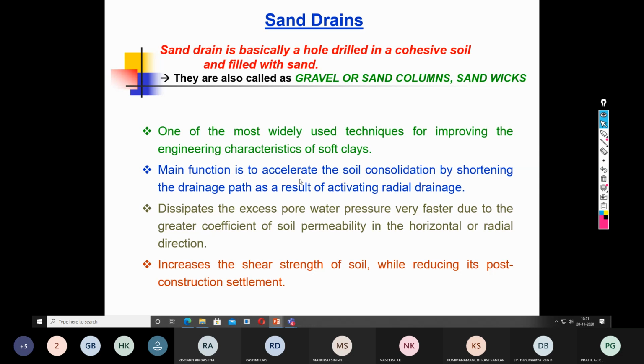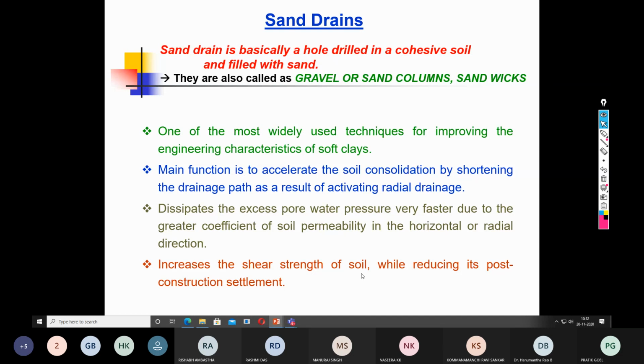The main function is to accelerate the soil consolidation by shortening the drainage path, as a result of activating the radial drainage. I will clearly explain how to shorten the path and thereby accelerate the consolidation. It dissipates the excess pore water pressure, because when you impose the surcharge load, this causes generation of excess pore water pressure. But when you maintain the same surcharge load, the excess pore water pressure dissipates with time very fast due to the greater coefficient of soil permeability in the horizontal or radial direction.